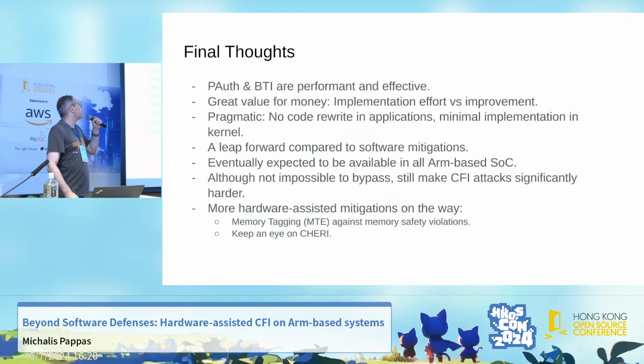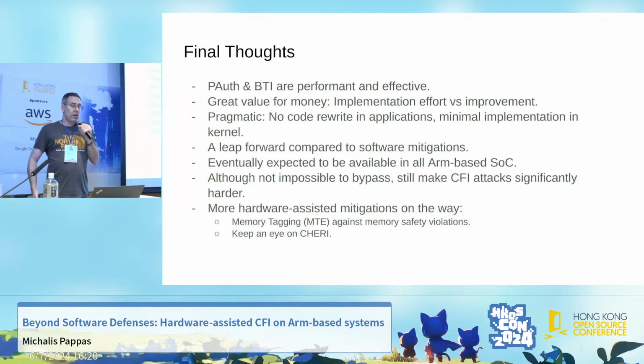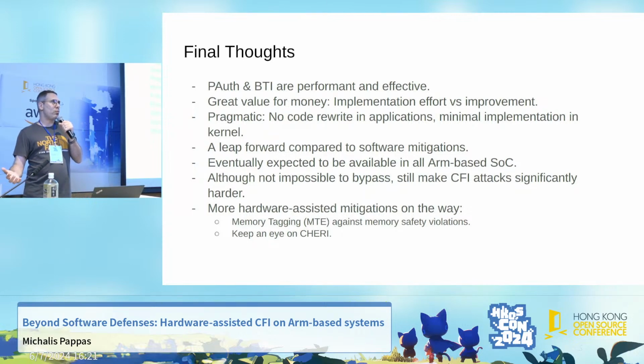Okay, so in conclusion, Pointer Authentication and BTI are performant and they're effective. They're great value for money because the implementation effort for the improvement ratio is very good, right? They're pragmatic. You don't need to rewrite code, like how people propose, I don't know, rewriting everything in Rust, etc. You only need small implementation changes in the kernel to enable the feature, and overall, it's a very big step forward compared to software mitigations.